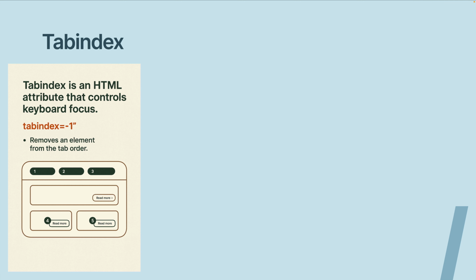Hello there. In this video, we're going to talk about Tabindex. Tabindex is an HTML attribute that controls keyboard focus. If you set Tabindex to -1, it removes an element from the tab order, like so. For instance, here, Read more is not tabbable because it has a Tabindex value of -1.